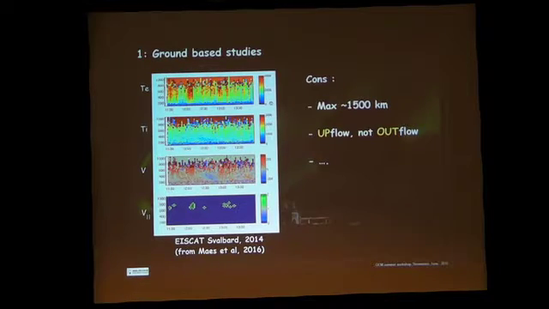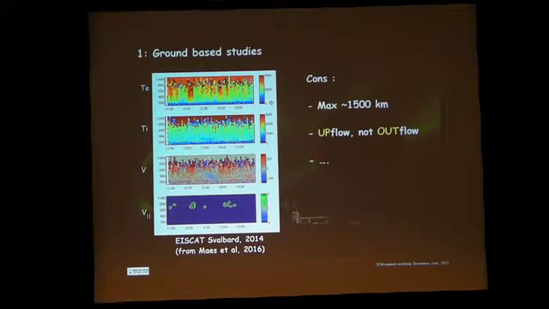The problem with radars is they only go up to about 1,000 to 1,500 kilometers. You can't probe anything above that. So what you see is really upflow. You see something going up, but you don't know how much is coming down or whether it actually escapes and can supply the magnetosphere.